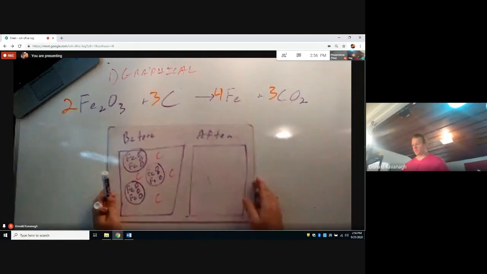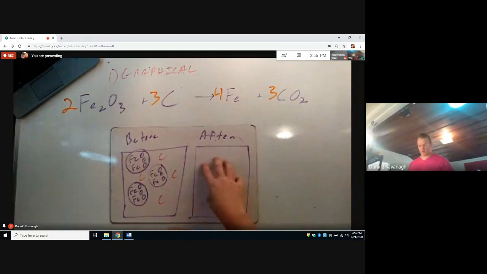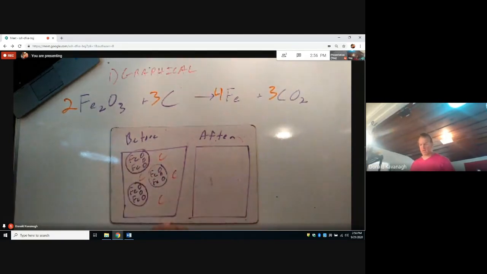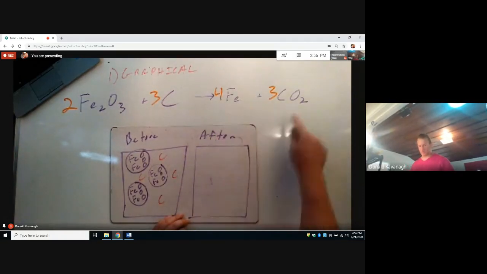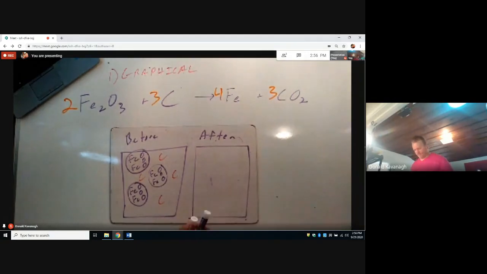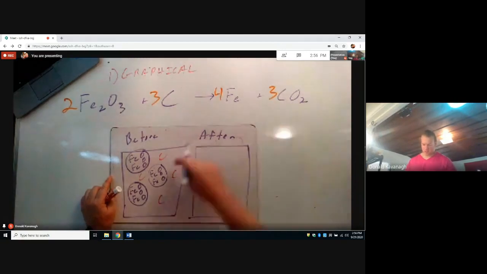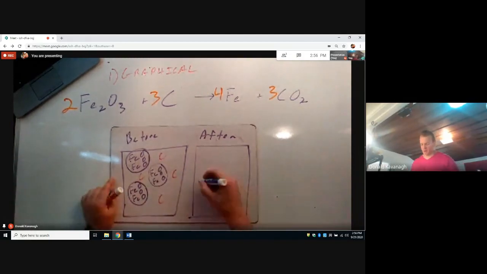Now, over here, iron and CO2 is what's produced in the after. So let's start producing iron and CO2 until we have exhausted everything in here and see how many irons and CO2s can be produced total. So we have 1, 2, 3, 4, 5, 6 irons that could be produced total. And we have 4 carbon atoms and 9 oxygen atoms.